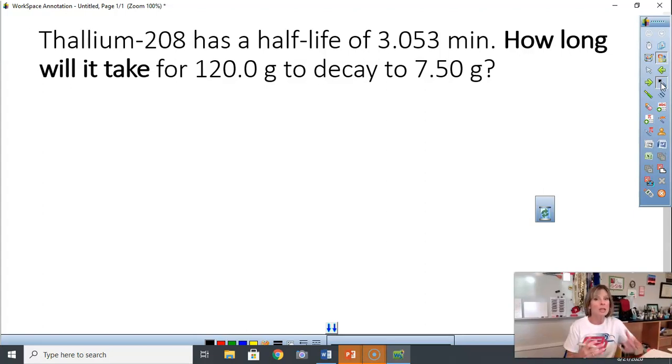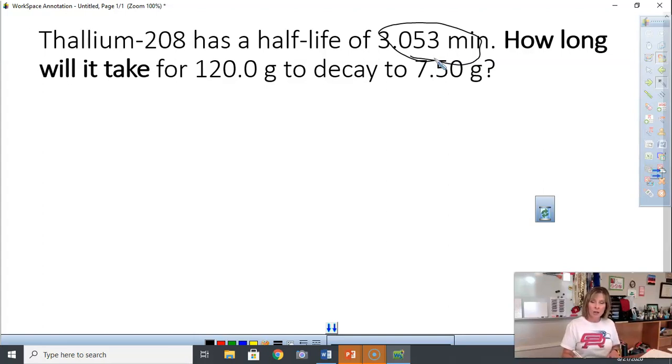You have some tools, and one of the best tools that you have is the fact that everything's divided by 2. It's half-life, so it's exactly divided by 2. The half-life of this thallium isotope is 3.053 minutes. That's an important piece of information. That means that every 3.053 minutes, half of the thallium decays.